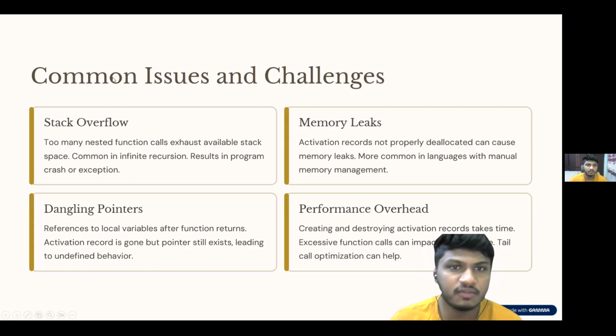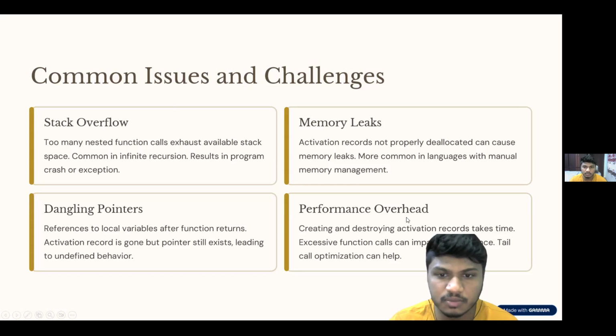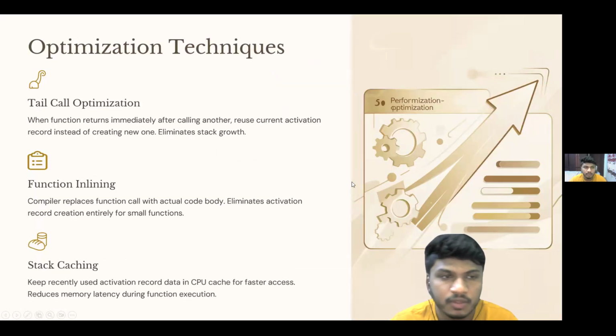The final challenge is performance overhead. Creating and destroying activation records takes time. Excessive function calls can impact performance. Tail call optimization can help. So these are the common issues and challenges we face.